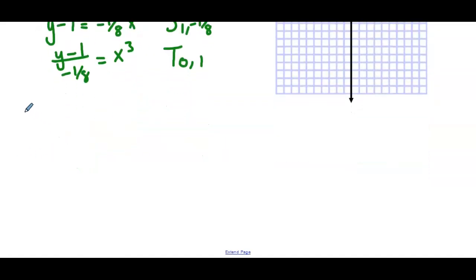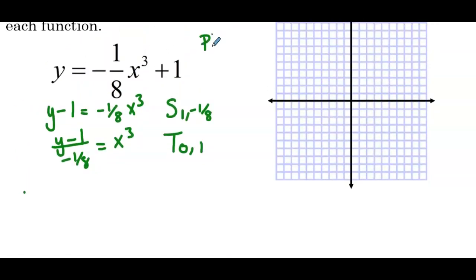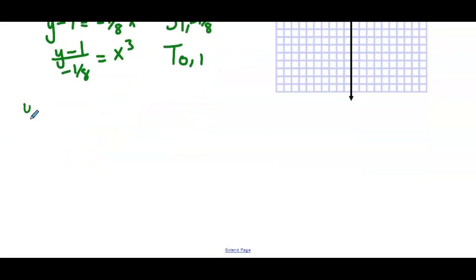So again, we're going to start with the parent function, which we didn't write out. Let's write that out. Make sure we have that. So that's y equals x cubed. So we're going to start with the table of values for y equals x cubed.